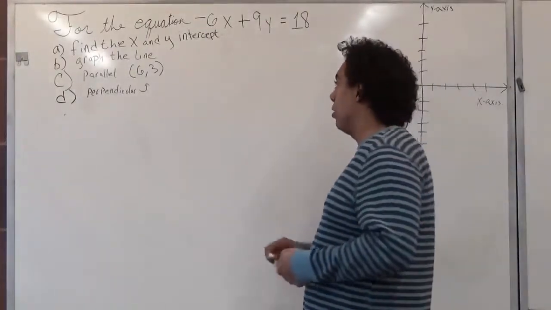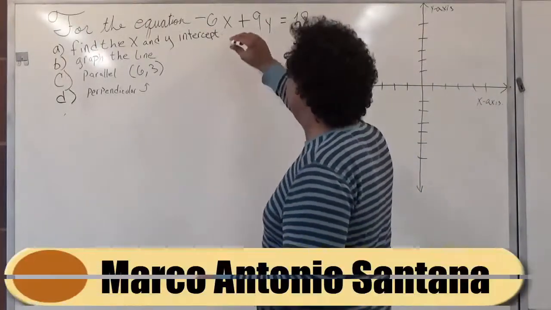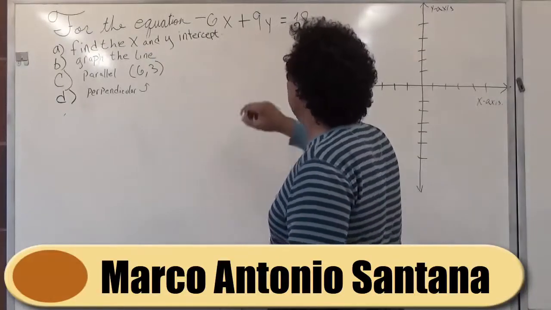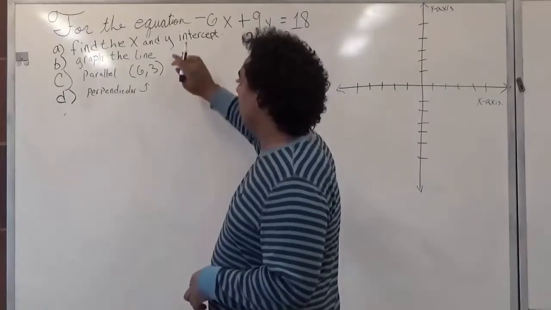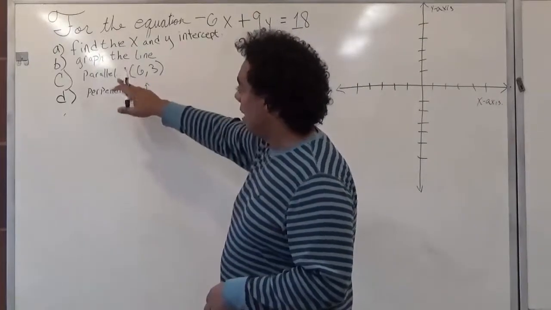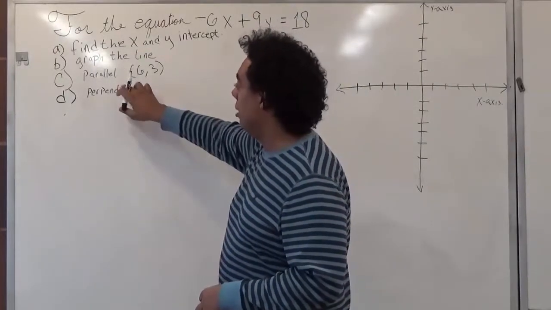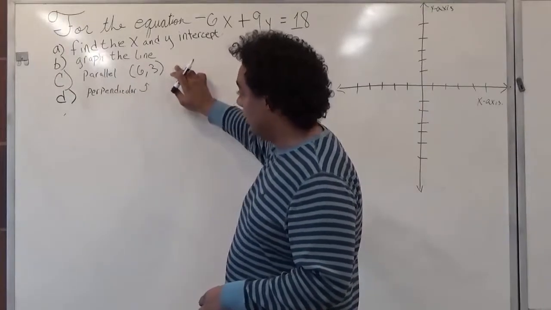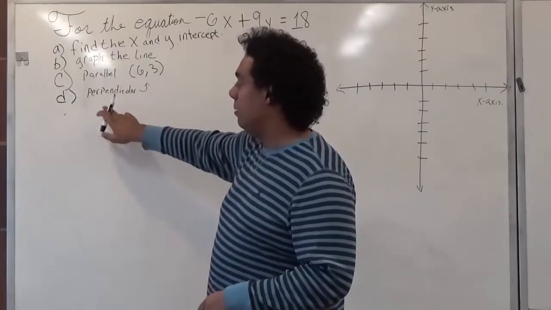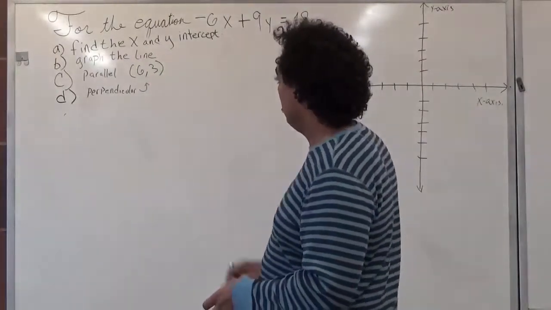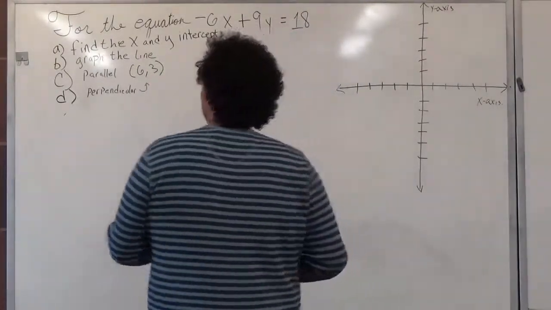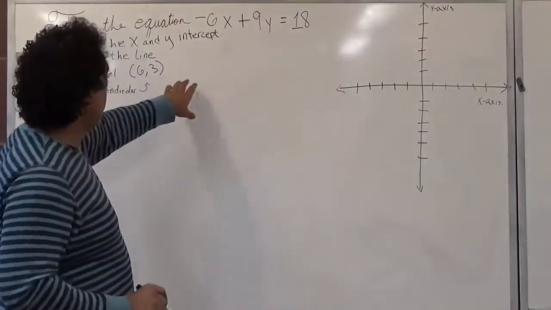In this video, we're going to go over this problem for the equation negative 6x plus 9y equal to 18. We're going to find the x and y intercepts. We're going to graph the line, and we're going to find a parallel line that passes through the point (6, 3), and a perpendicular line that also passes through (6, 3). All right, so let's start with our x and y intercepts.